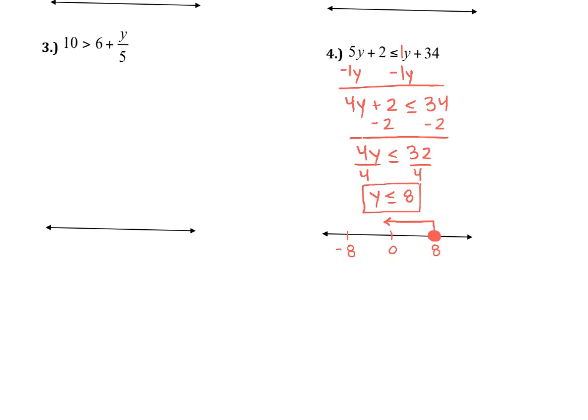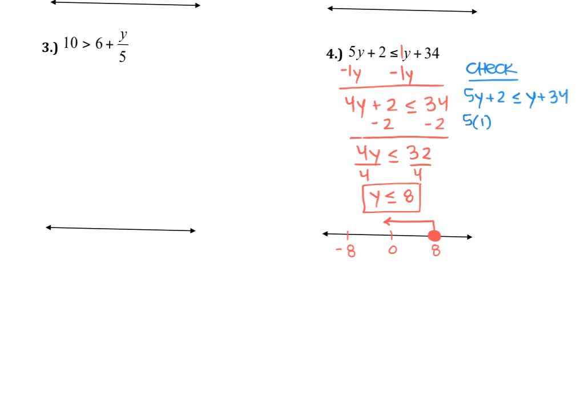So now we're ready to do our check step, and in our check step, we go back to the original: 5y plus 2 is less than or equal to y plus 34. I've got 2 y's in the problem. That's fine. Whatever I pick y to be, I'm going to plug it in twice. So I'm going to go ahead and plug in 1 because that's less than 8.